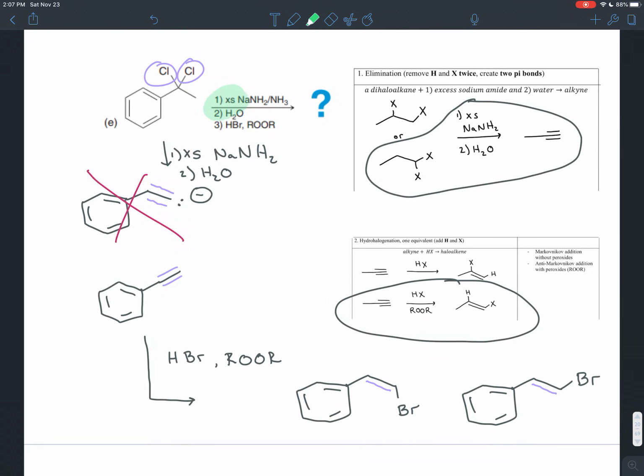The first two steps were elimination. You eliminated both of your leaving groups. You created two new pi bonds. Once you have that alkyne, the third step was adding H and Br anti-Markovnikov. Now, that takes the alkyne to an alkene. We added H and Br, the H on the more substituted carbon, the Br on the less. We just had to think a little bit about stereochemistry at the end to make sure that we got both the cis and the trans product.